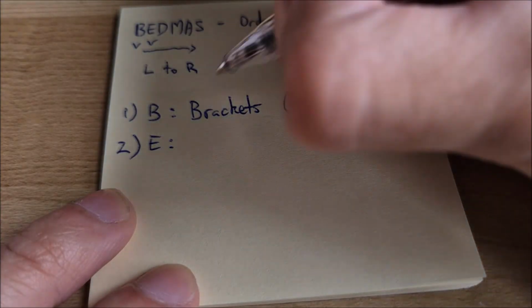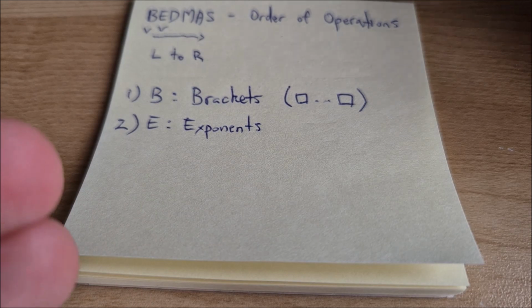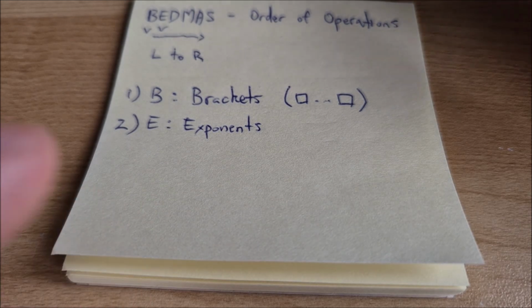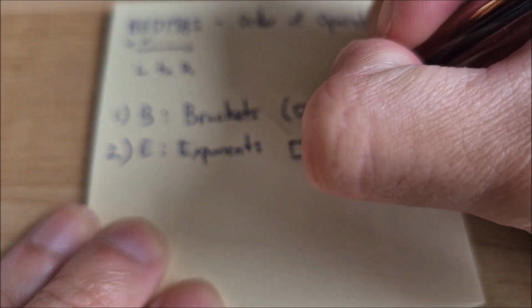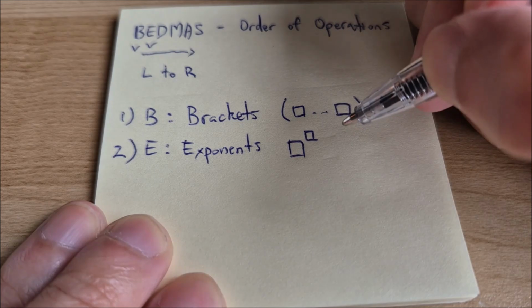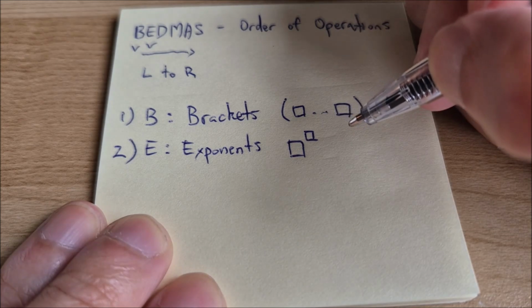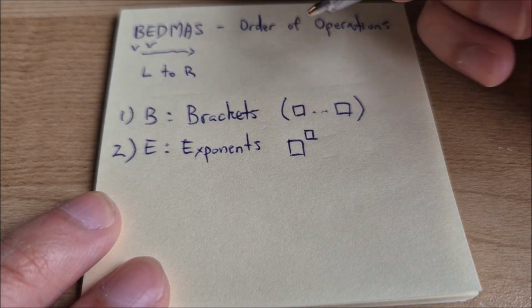which stands for exponents. And what this basically means is numbers which are raised to the power of a number. This number raised to another number. And for example, this could be 3 squared or cubed and so on.